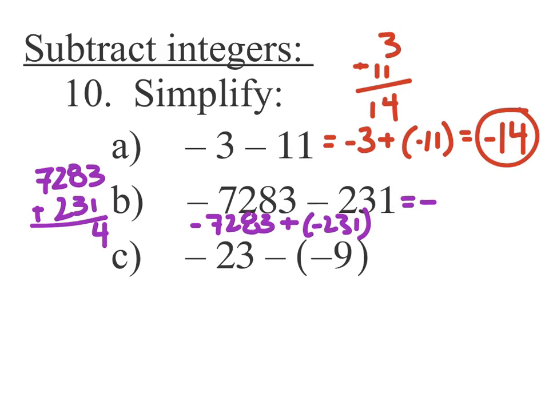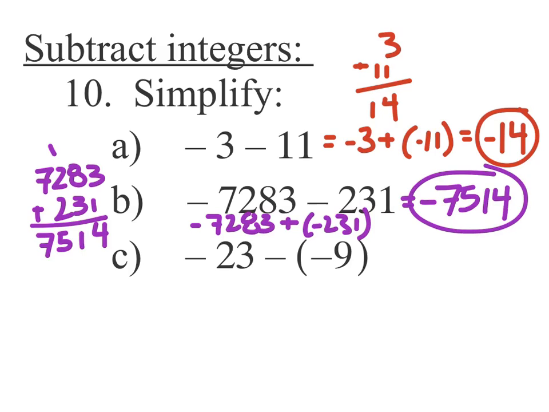3 plus 1 is 4. 8 plus 3 is 11. 1 plus 2 plus 2 is 5. And then we got the 7. So that's a negative 7,514 for this answer.